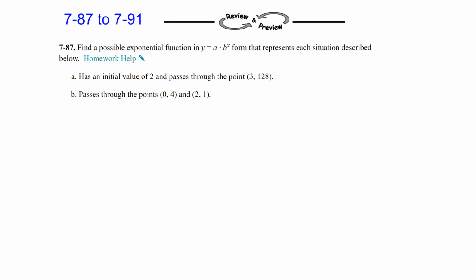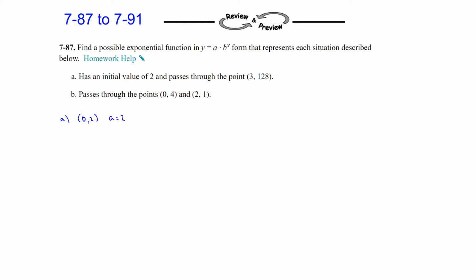Question 87, find a possible exponential function in y equals a times b raised to the x form that represents each situation described below. First one, a has an initial value of 2 and passes through the point 3, 128. So the initial value is 2, that's the y-intercept, or the starting value, which is a. So a is equal to 2.